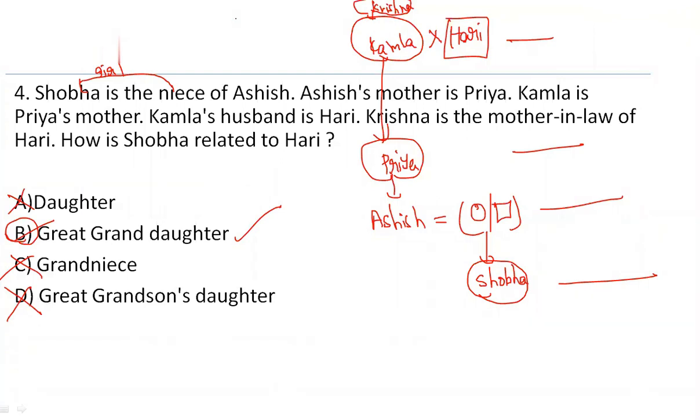Most of you have given the correct answer only. But next time you might get that doubt. Why is it not great grandson's daughter or great granddaughter's daughter? Because our sister is having a brother or sister, we are not sure. But niece means it is sibling's daughter, right? That's the reason. Answer for the question is nothing but option B, great granddaughter. Let's go for the next one.